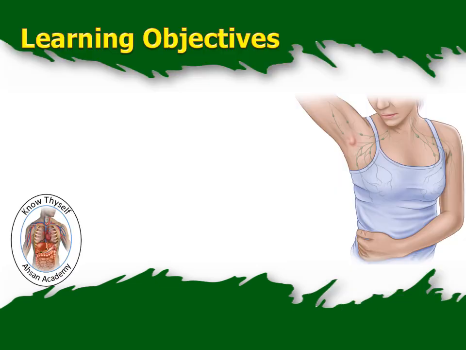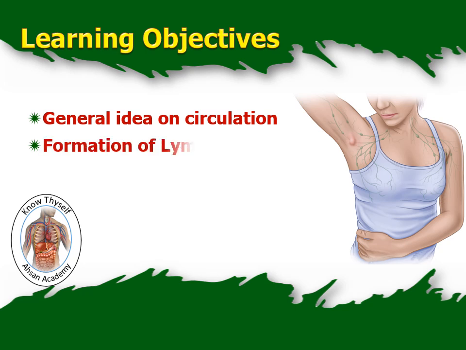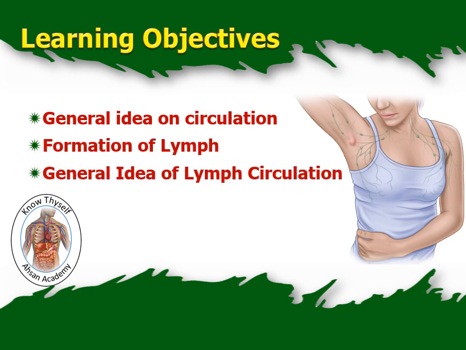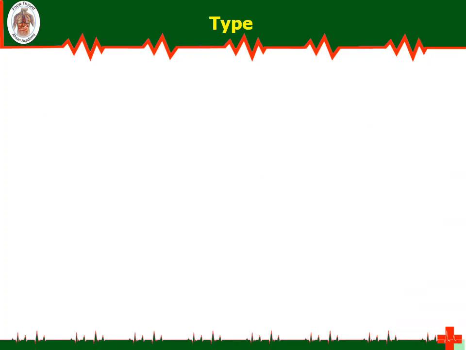This presentation on the general anatomy of the lymphatic system will include a general idea on the circulation, then how the lymph is formed, and a schematic presentation on the lymphatic circulation. Lymphoid organs will be discussed in another presentation.